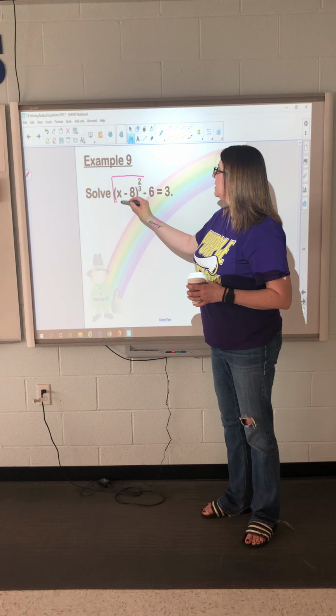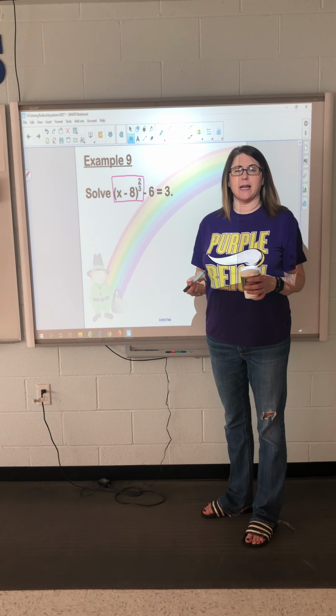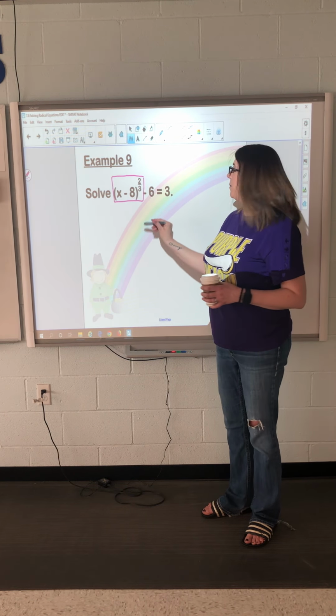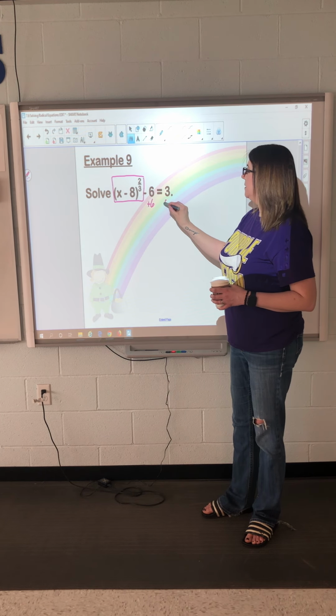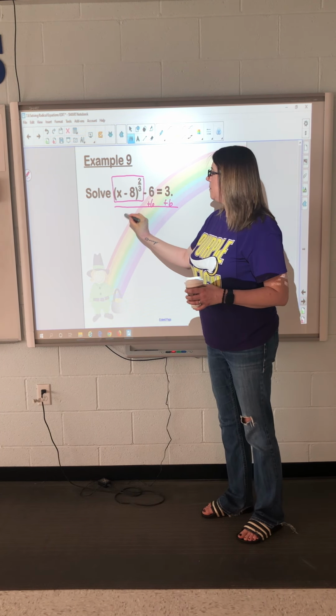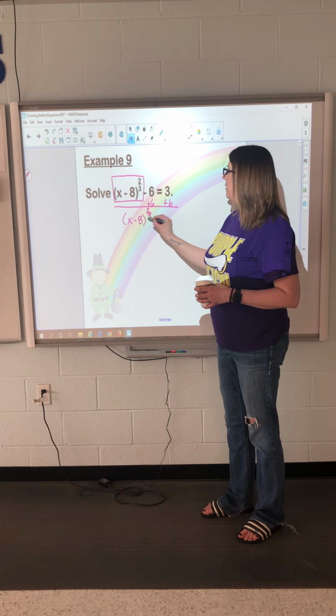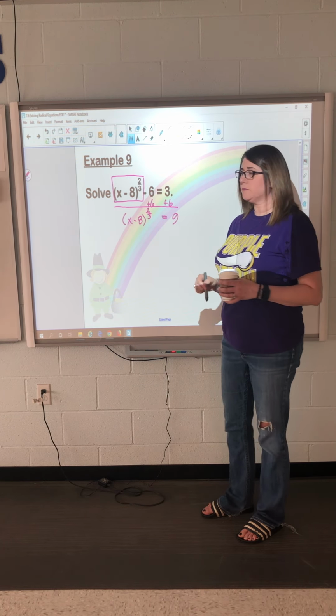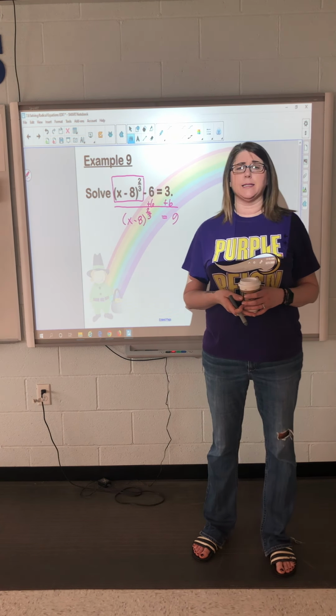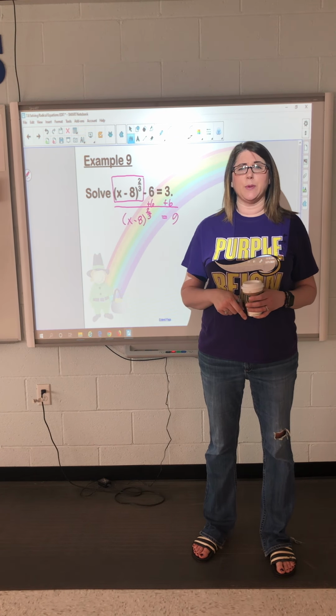We want to isolate this first. So the very first thing that I need to do is get rid of the minus 6, and I'm going to do that by adding 6 to each side. So I have x minus 8 raised to the 2/3 power is equal to 9. So I now have my radical by itself, but I need to get rid of that exponent that's a fraction.